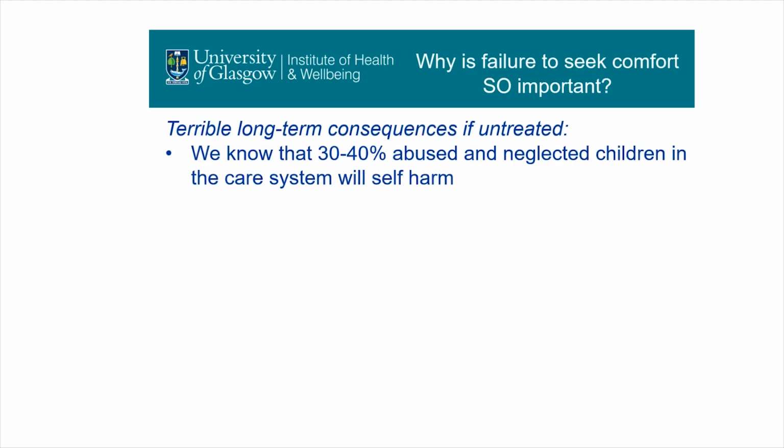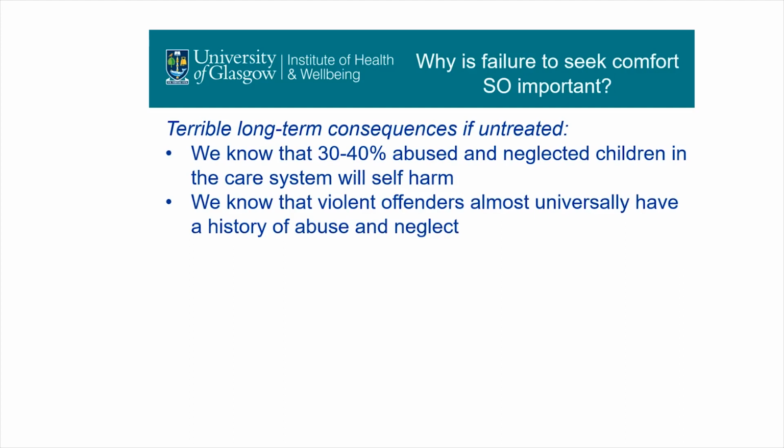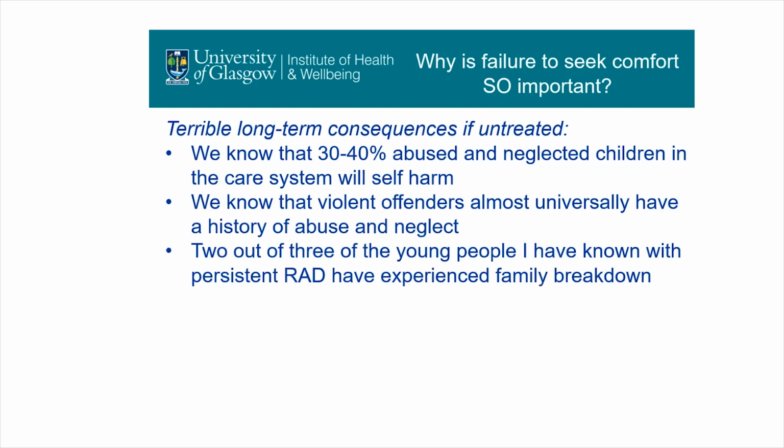So, for example, but this is still circumstantial evidence. Nobody's been able to do a massive enough study to be certain of this, but we know that 30 to 40% of abused and neglected children in the care system will self-harm. We know that violent offenders almost universally have a history of abuse and neglect, and Kate and I have shown that really quite a surprisingly high proportion have reactive attachment disorder.